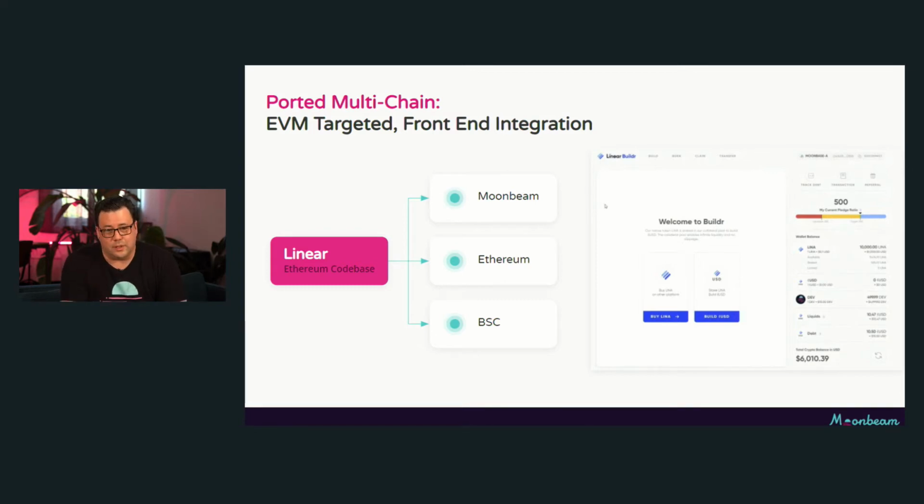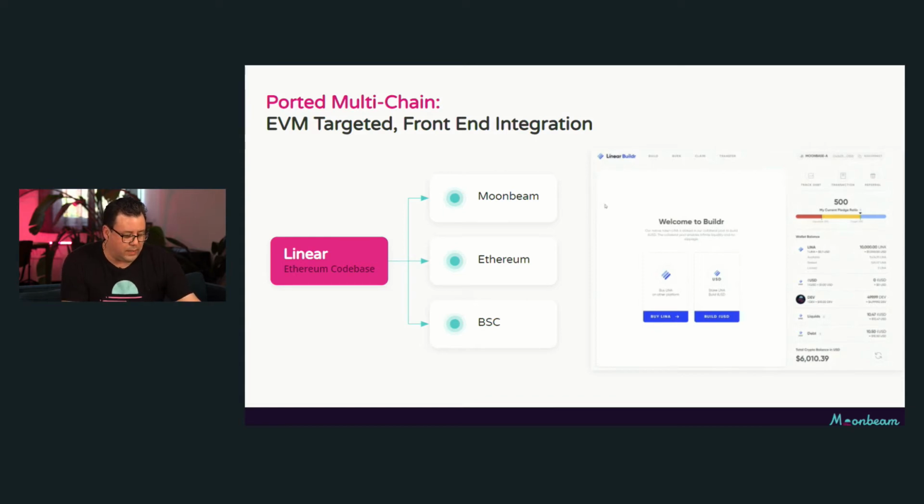And you can see over on the right, for their front end application, you give the user the choice, right? They can connect to either Moonbeam or Ethereum or BSC, and the user is aware of what chains are being supported, and you're asking them to choose where they want to perform certain actions.